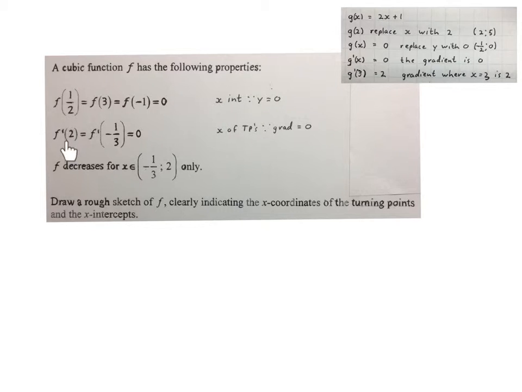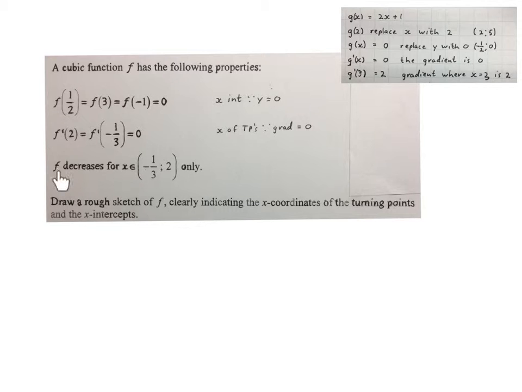Then over here they're saying f accent of 2 is the same as f accent of minus a third is equal to 0. Now f accent means the gradient is 0 at these x values. Always easy to remember, stuff in brackets is always really x values. This is where the y value is 0 for these x values. This is where the gradient is 0 for these x values.